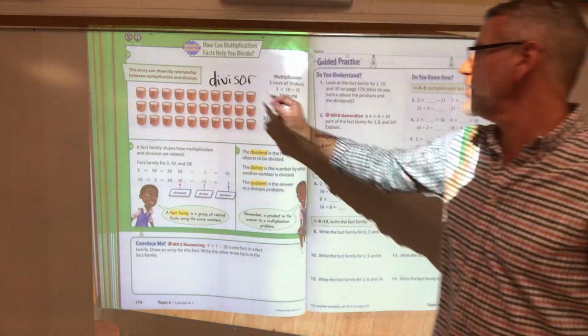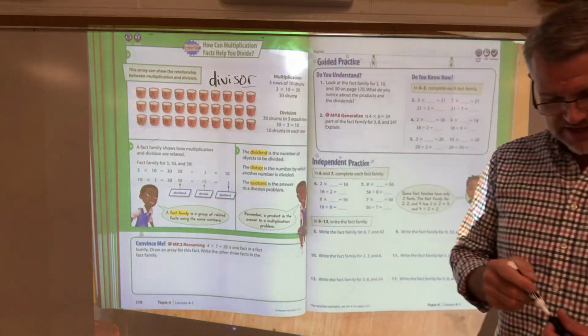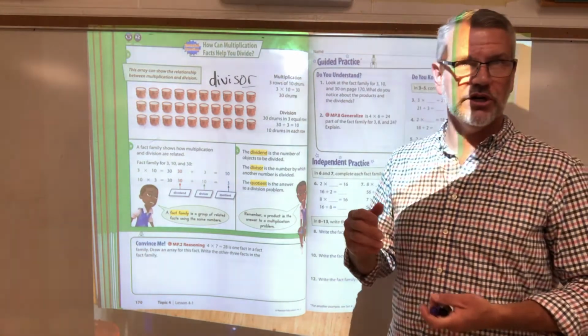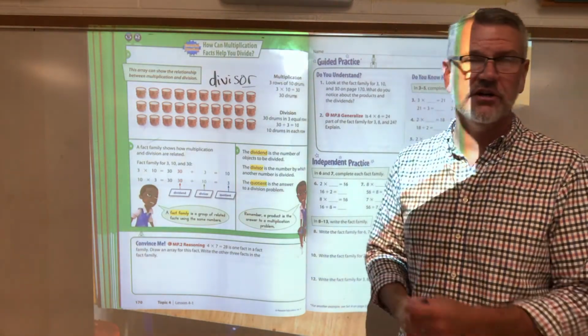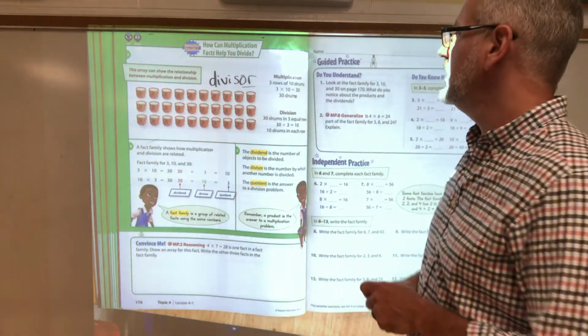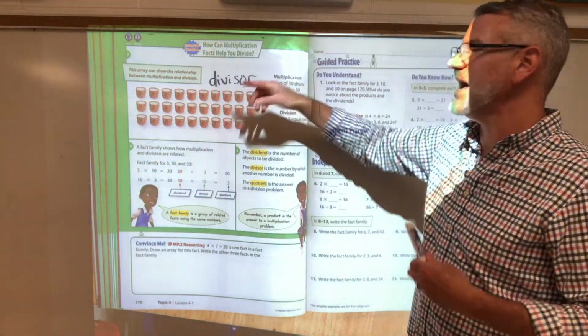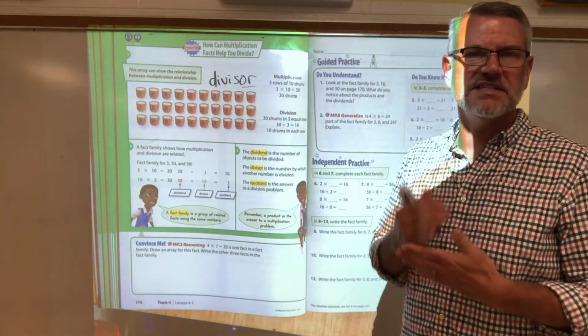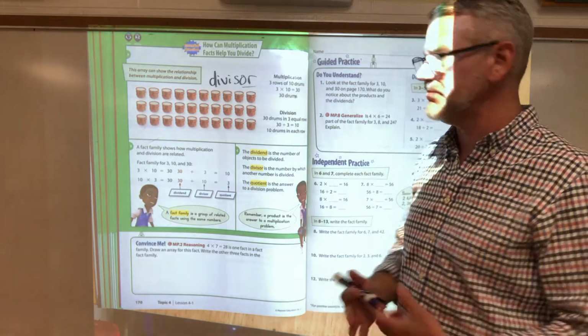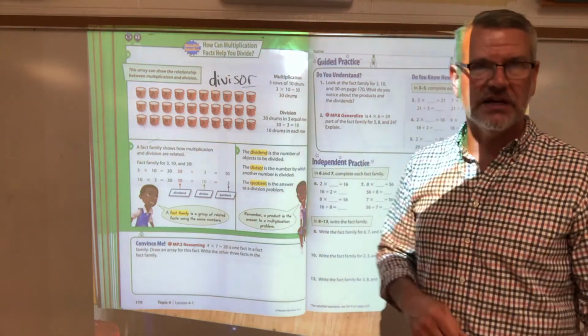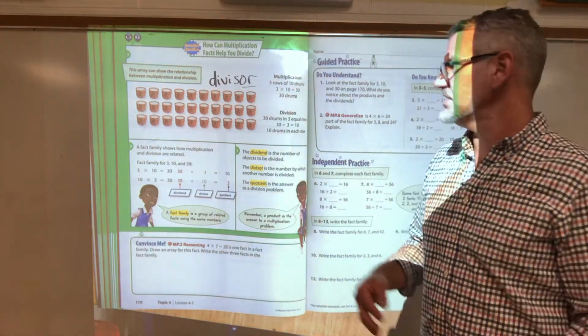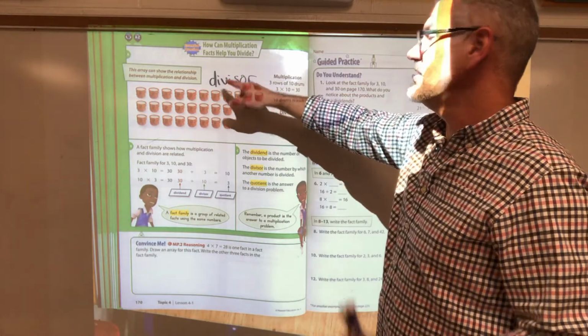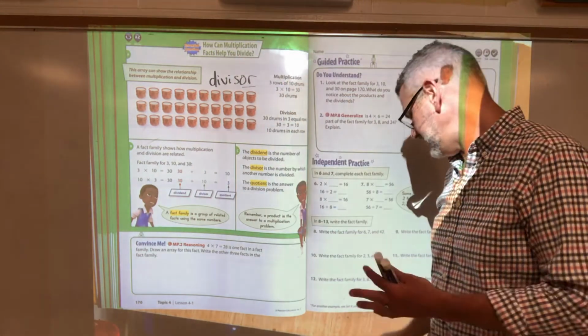Divisor, it ends with an OR. And that's kind of like the word teacher or reader. I know those end with an ER, but they have that same meaning of someone or something that does something. So like a reader reads, a teacher teaches, a divisor divides. So keep that in mind.